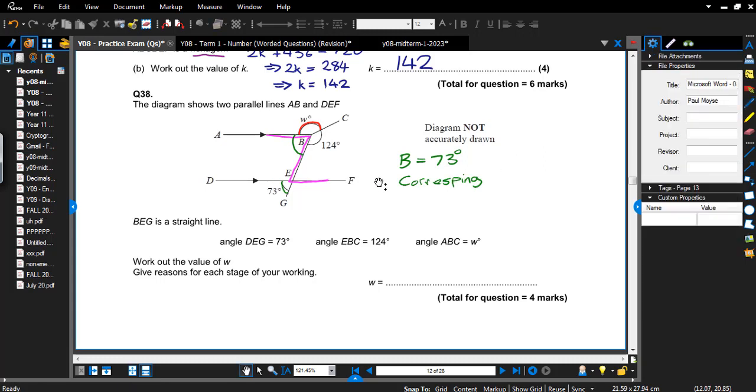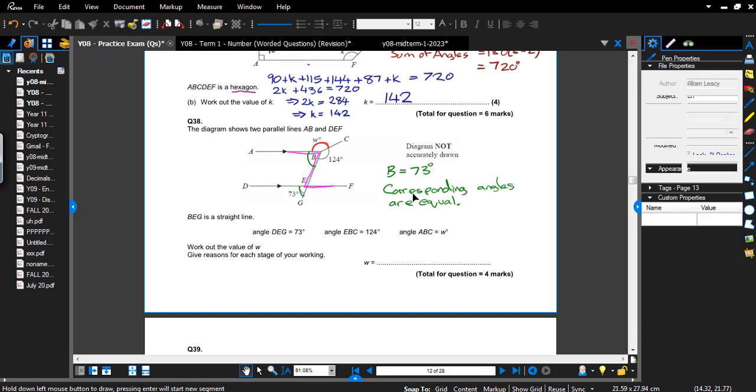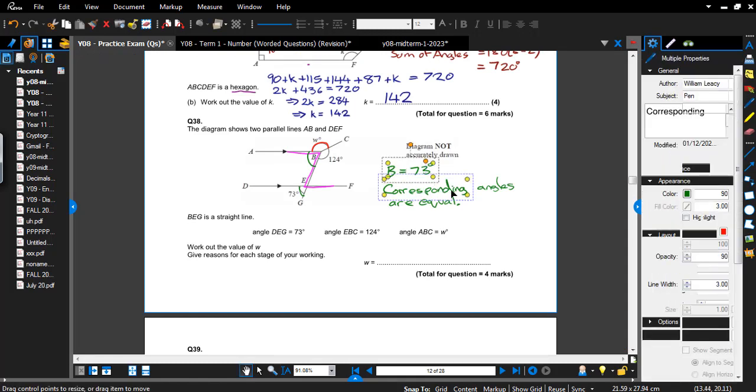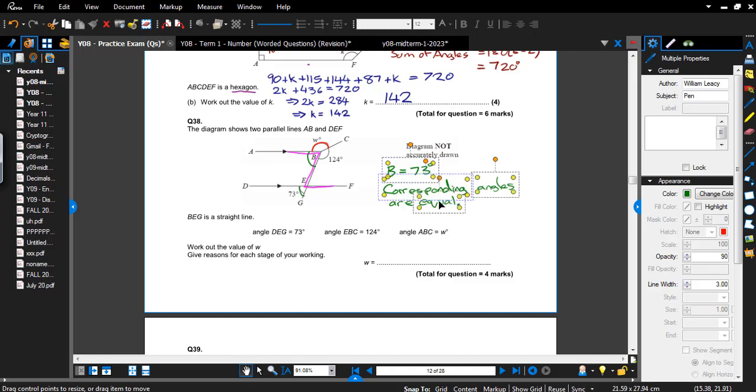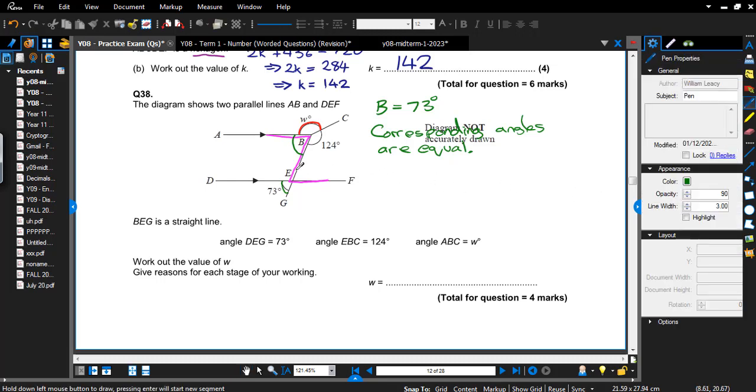Corresponding angles are equal. Alright, so that's the first step. You might use a different method to get that angle. I'll show you the one I think is most natural in a second. I'm just going to move that up a bit. But what you're most likely to use is this. You're probably more likely to say that's 73 degrees because vertically opposite angles are equal.